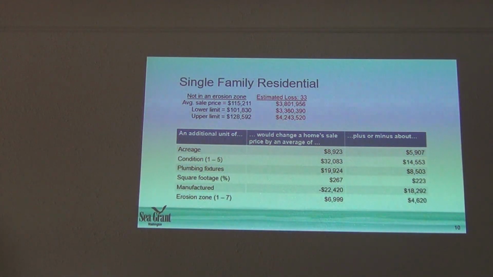For every 1% that you increase the square footage, it increases the value by $267. A manufactured home decreases the value by an average of $22,000. And there are 7 erosion zones that go up in increments of 10 years: 2015, 2020, 2030, 2040, 50, and 60. So every 10 years that you go up, if you're in a later erosion zone, it will increase the value of your home by $7,000 for every zone further away from the ocean that you are.